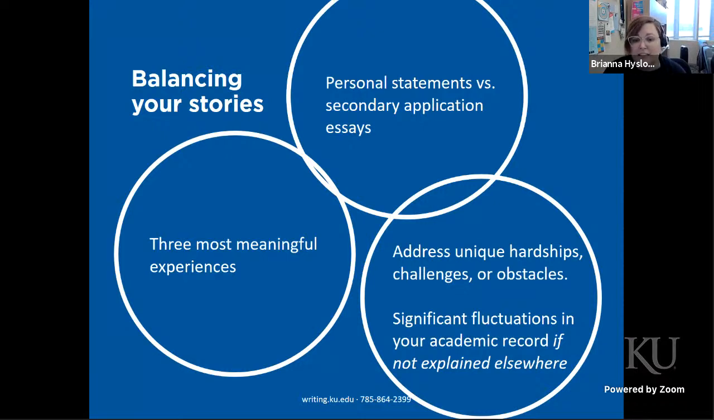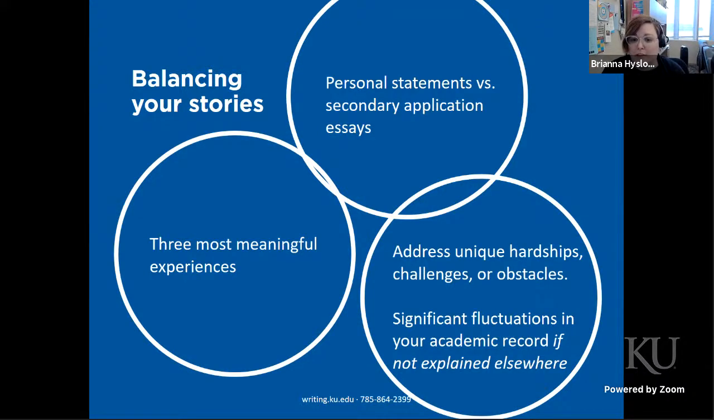So, for instance, again, significant fluctuations in your academic record, if not explained elsewhere. One example of this, for instance, is I have worked with students on their personal statements for medical school who had a really rough semester because of something in their personal life. And that meant that they weren't necessarily able to dedicate as much time to studying as they had in previous semesters. And that impacted the grade that they received in an important course.